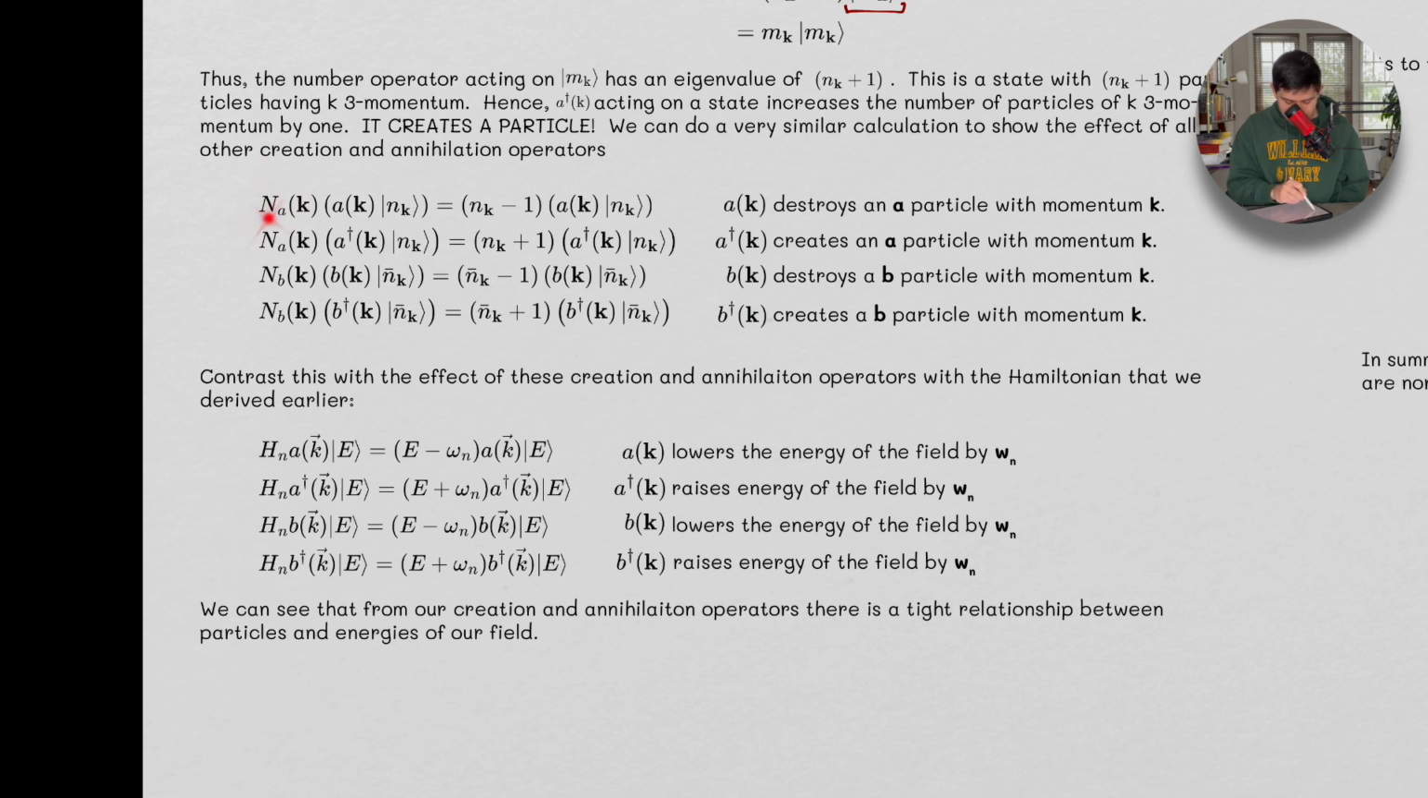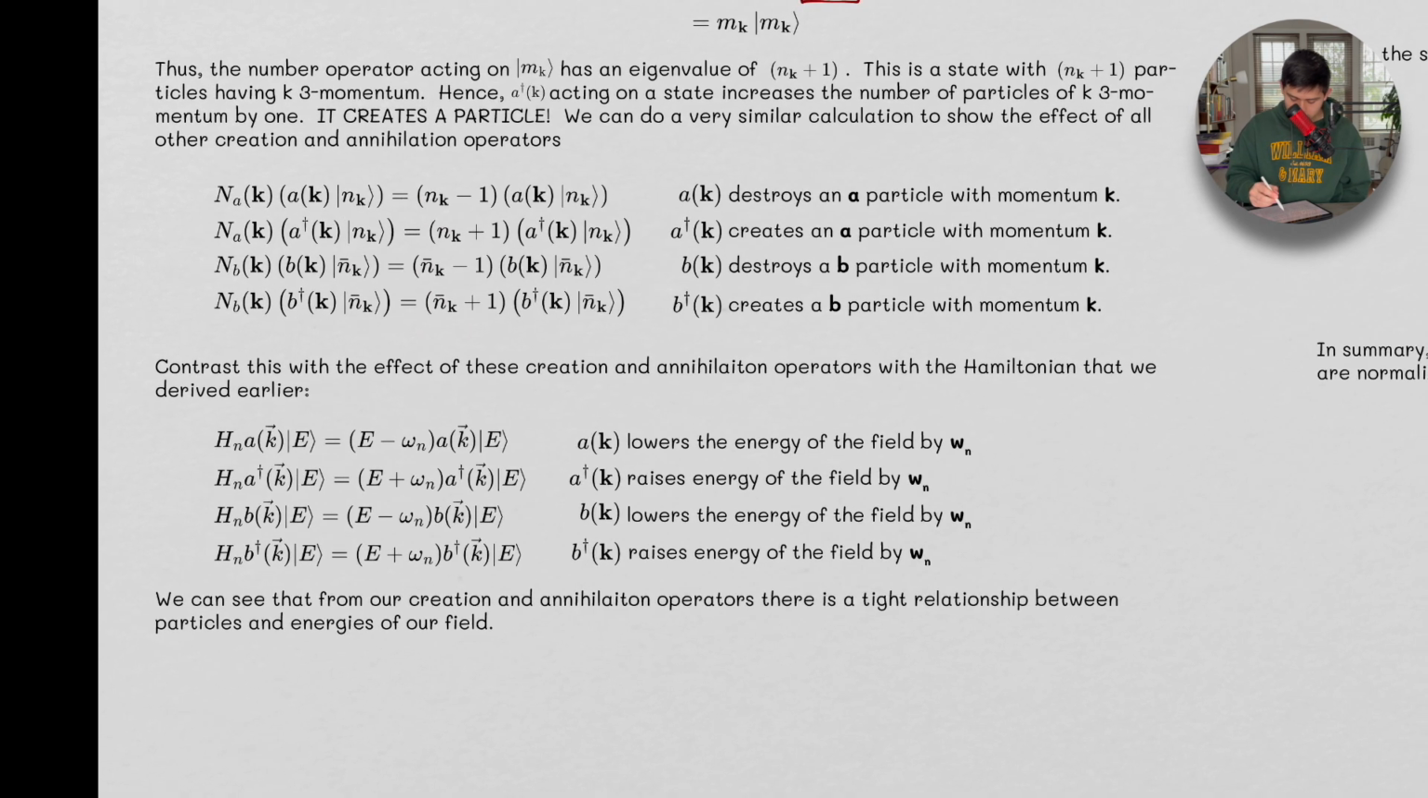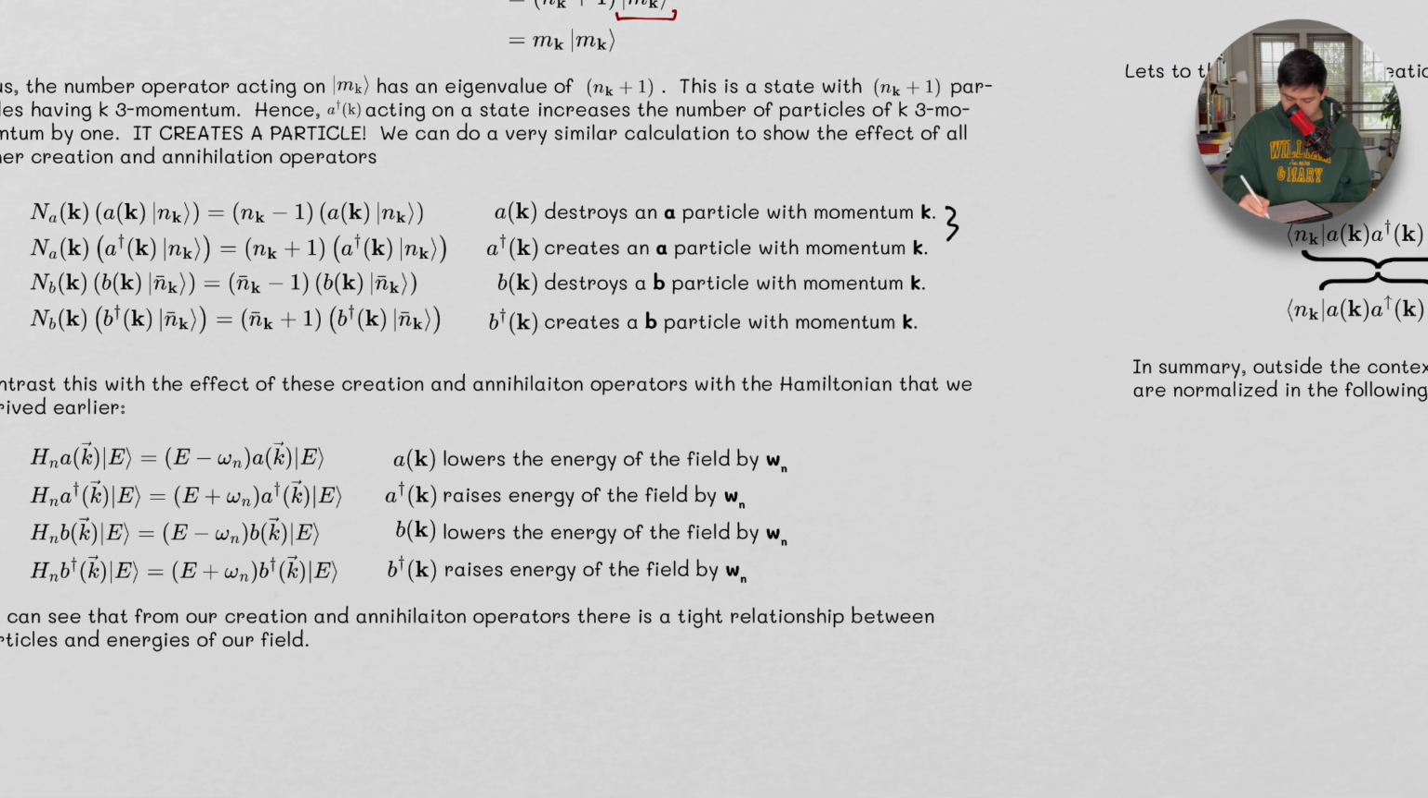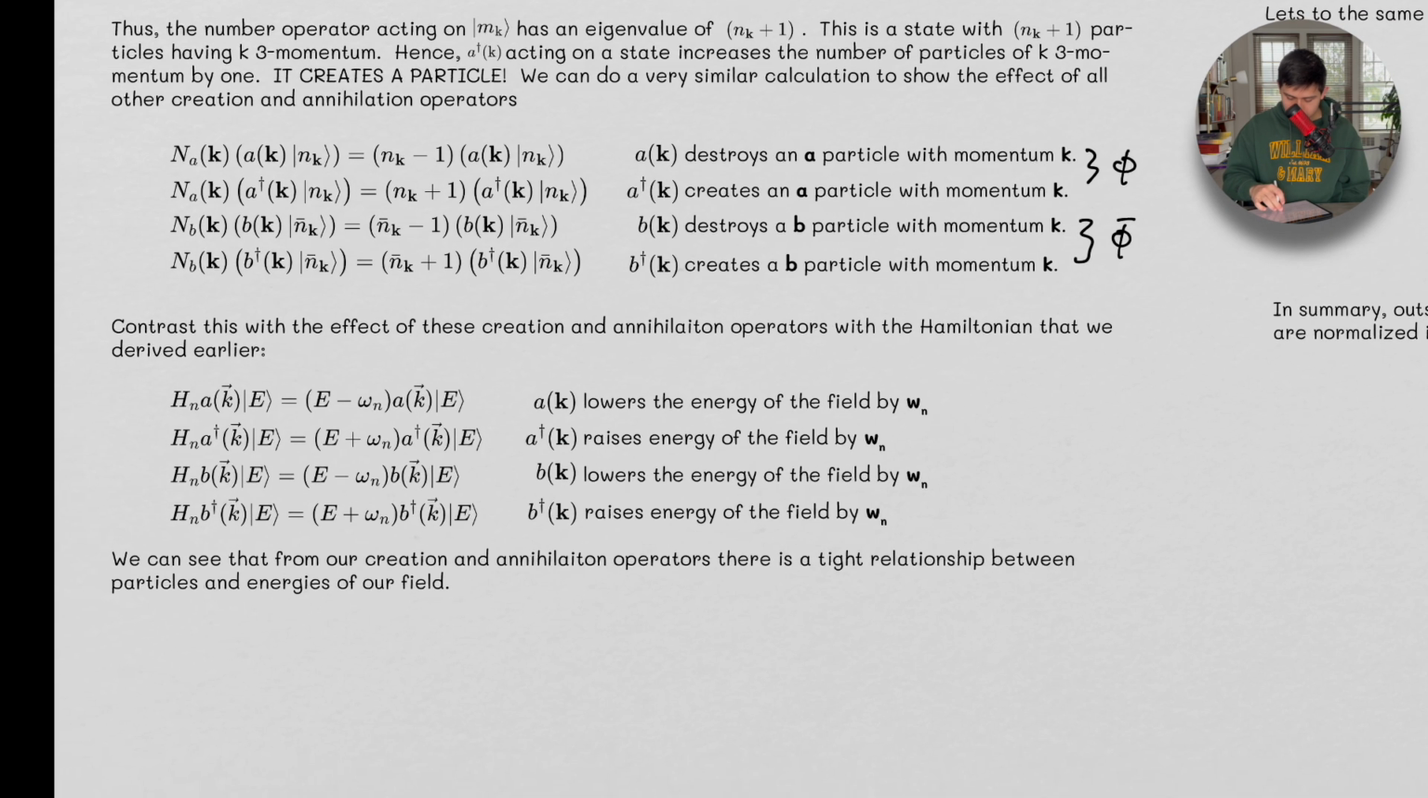Again, N_A operating on this is going to give us n minus 1 A times this, and this is going to give us plus 1, this is going to give us minus 1, this is going to give us plus 1. And these are of the different type field, that conjugate field. That's why we put the bar over there. And so in English, this means A_k destroys a particle with momentum k. A dagger creates a particle with momentum k. These guys, again, are associated with that field, and then these guys are going to be associated with that field.